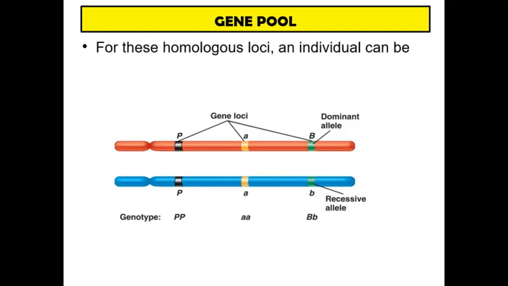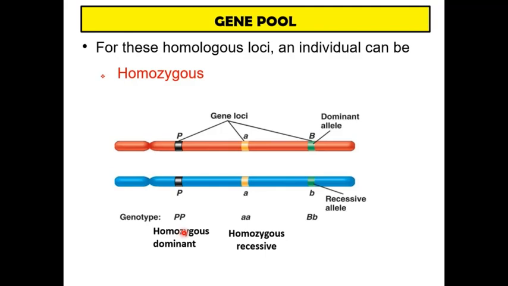For these homologous loci, an individual can be homozygous dominant, homozygous recessive, or heterozygous. So heterozygous means a combination of dominant and recessive alleles.